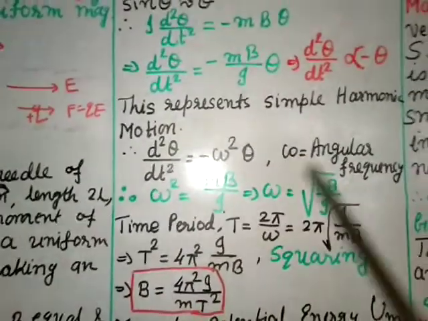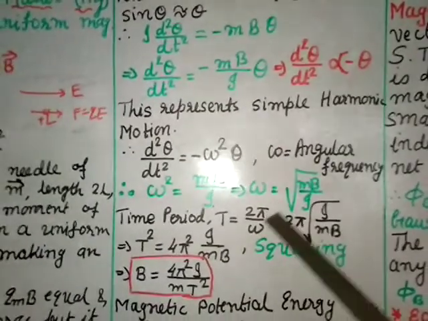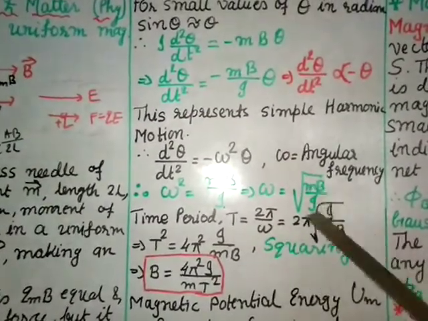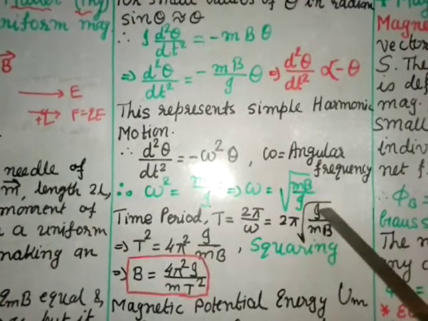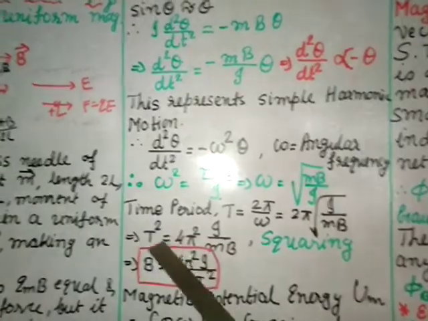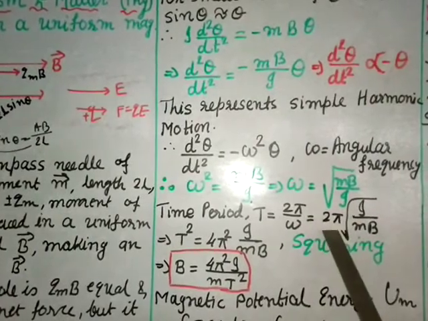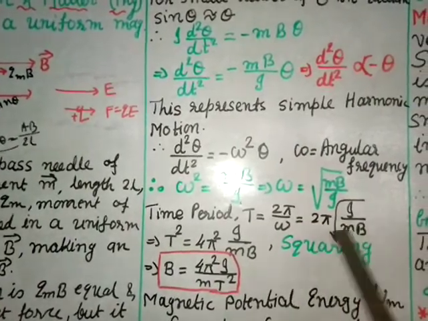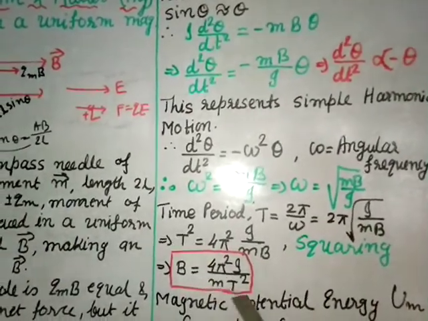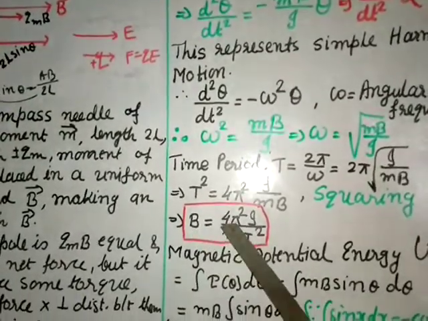The time period for this motion will be T is equal to 2 pi by omega. Put the value of omega, it is the inverse of this. So T is 2 pi square root of I by mB. Square on both sides, so here it becomes T square, here 2 square is 4, pi square is pi square, and remove the square root. Take the B to this side and transfer T square here, so you get B is equal to 4 pi square I divided by m T square.